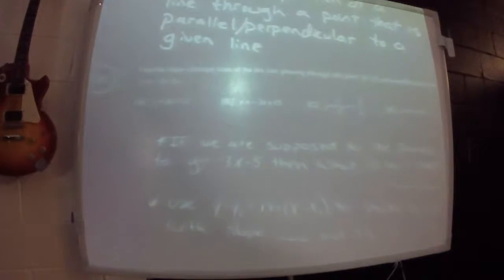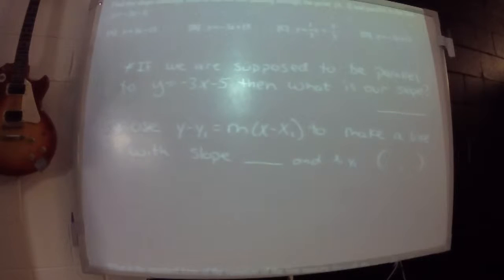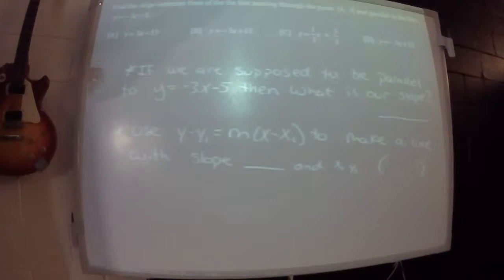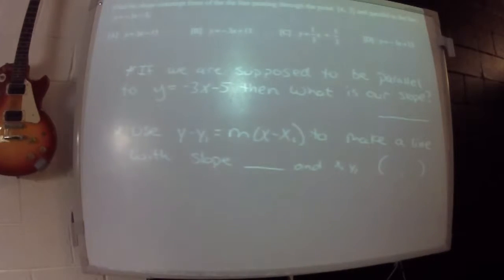The problem will say, find the slope-intercept form of a line that passes through the point 4, 3, and it's parallel to this line over here. So they don't actually give you the slope of your line. What they tell you is the line I want you to make is parallel to some other line.